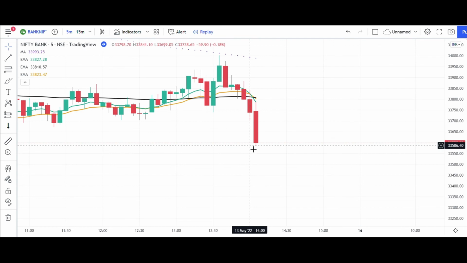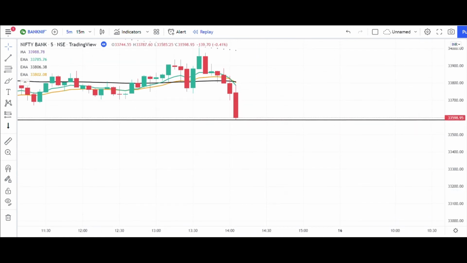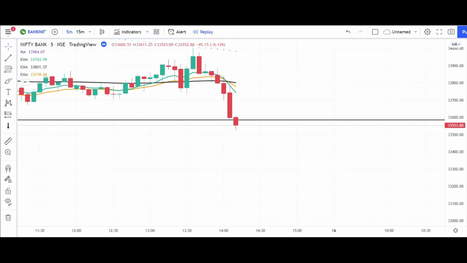So this low is here. Once this low has been taken out, we will enter on the next candle. Let's see what happens. Okay, so this candle has taken out this low, and this also shows more confirmation that it is giving you a good bearish trend. So we will immediately enter into the short trade.